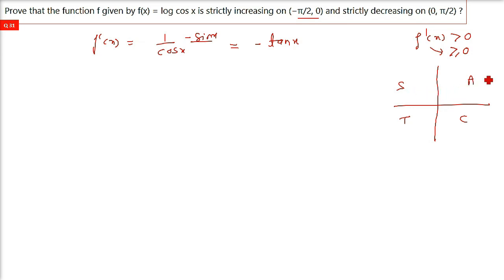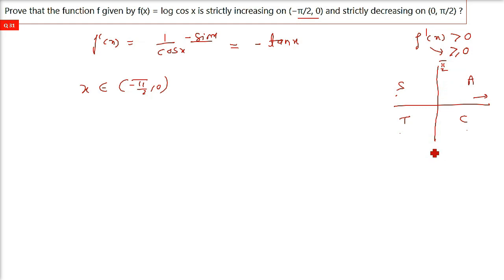So add sugar to coffee. All sine, tan, cos. So all are positive in the first quadrant, and wherever you find the letter, those letters matching with the trigonometry name, they will be positive. So x is between which two values? x is belonging to negative pi by 2 and 0. So this is pi by 2.